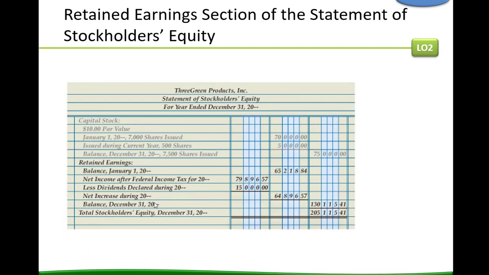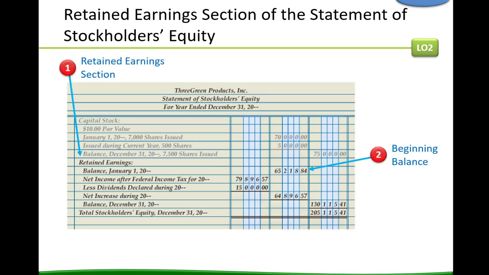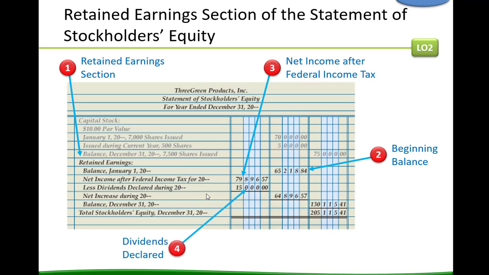Next, we're going on to retained earnings, and retained earnings are going to be obtained by looking at your adjusted trial balance and your income statement. Your retained earnings section is going to be titled Retained Earnings, and you're going to find your beginning balance. Then the net income after federal income taxes comes from your income statement. You'll have to look for the dividends declared off of your adjusted trial balance. If it's an increase of retained earnings, that means you have a net profit, and that means you're going to increase your retained earnings. You could also have a loss, which would decrease it.